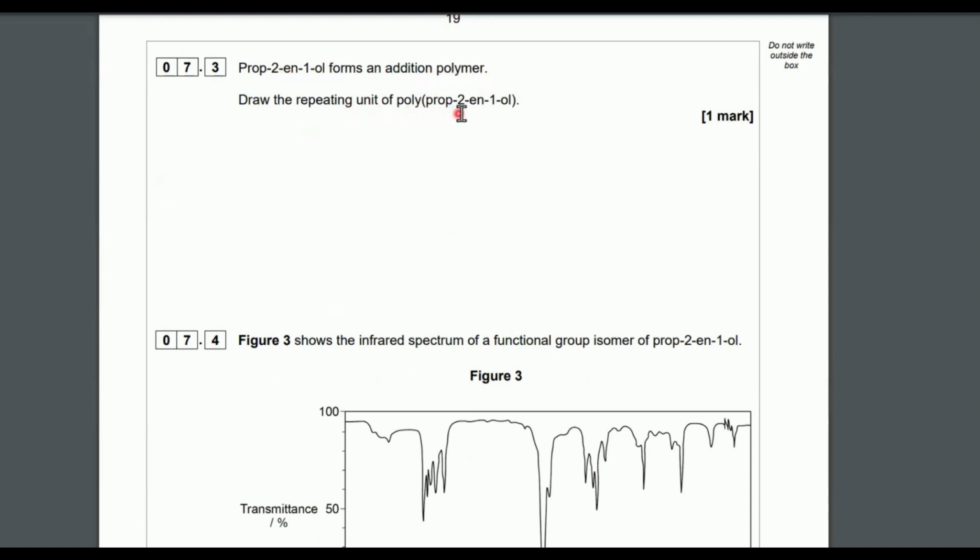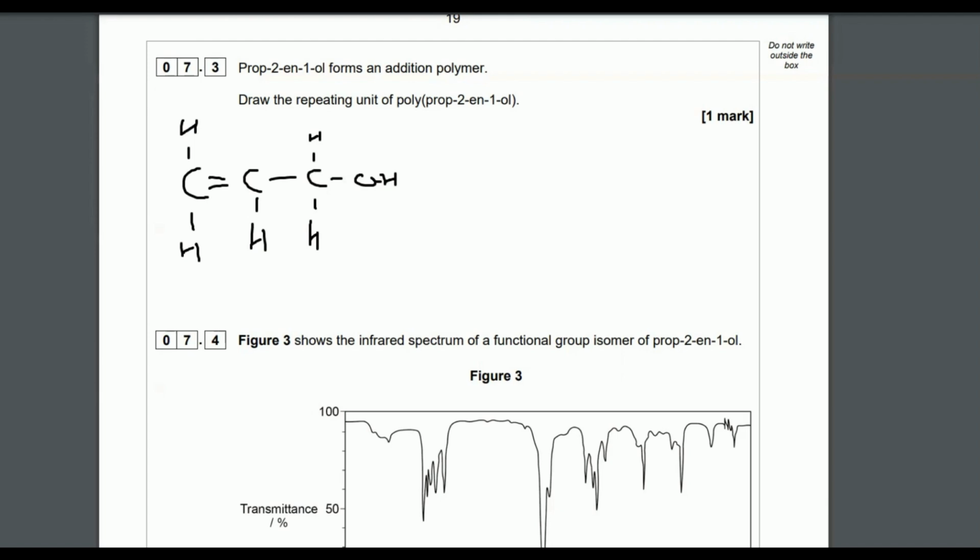Prop-2-en-1-ol forms an addition polymer. Draw the repeating unit of poly(prop-2-en-1-ol). So what I want to do is draw out the prop-2-en-1-ol. So here we are, is prop-2-en-1-ol. So we're doing that there. Now, what we want to do is show how you draw the polymer from this.